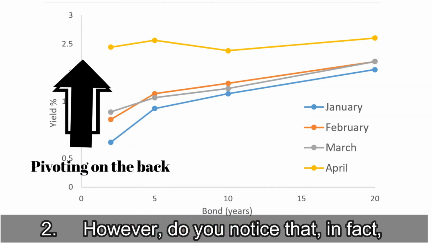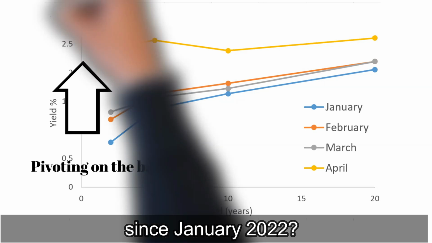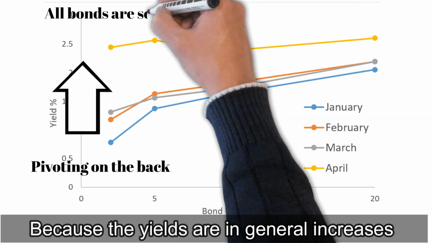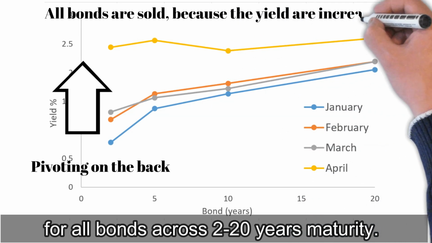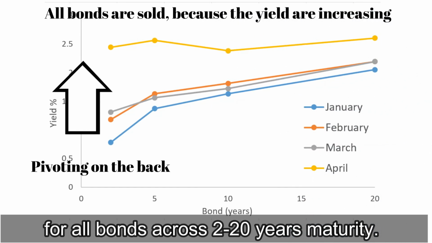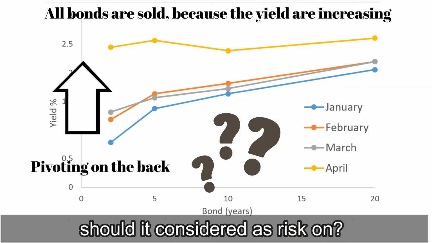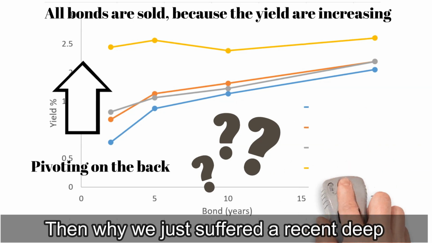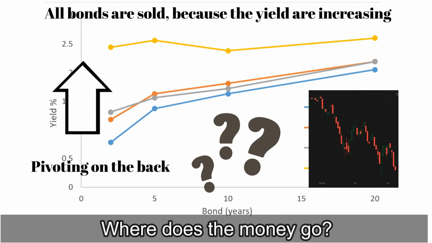However, do you notice that, in fact, all the bonds have been sold since January 2022? Because the yields in general increased for all bonds across 2 to 20 years maturity. If the bonds are sold, should we consider it as risk on? Then why did we just suffer a recent deep correction since January this year? Where does the money go?